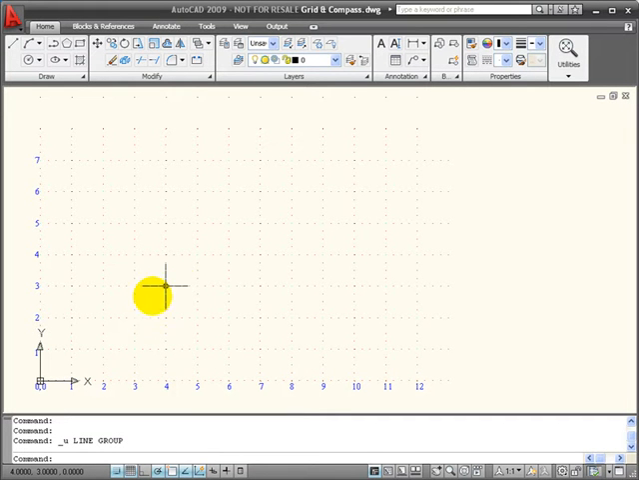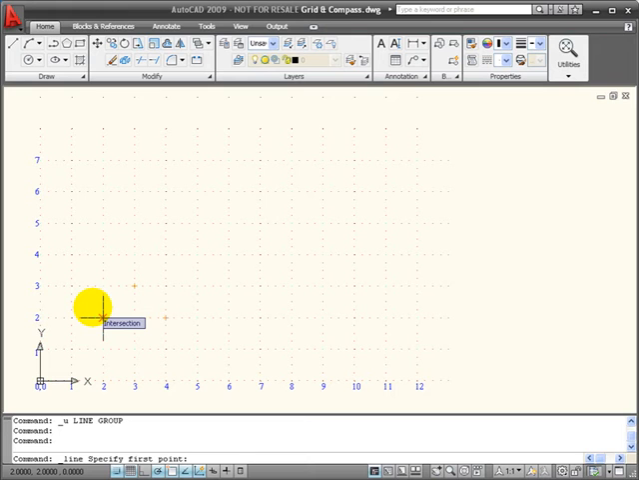Now, it's not always convenient to have to calculate the absolute coordinate value of every endpoint. Sometimes I would like to be able to specify the coordinates in relation to the last point that I've drawn. These are referred to as relative coordinate entries, and AutoCAD understands those as well. I'm going to start a line command, and we'll look at relative coordinates.